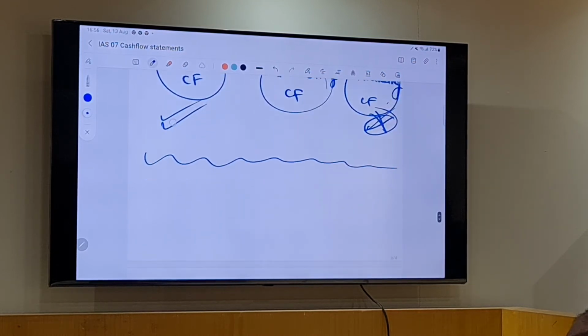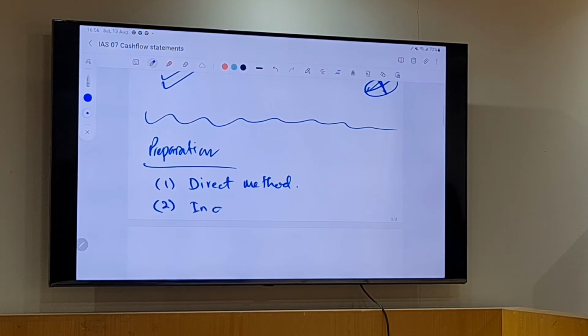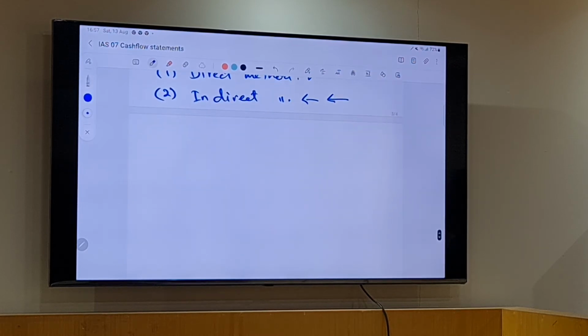After that, the standard goes on to talk about preparation. When you prepare, the standard talks about 2 methods. First method, the direct method, and what do you think the second method is? Indirect. Direct method and indirect method. Now the standard actually prefers the direct method. But in exams, or in real life, people who prepare cash flow also use the indirect method. So now we will try to understand both. Once we understand both, then we know the difference between both.